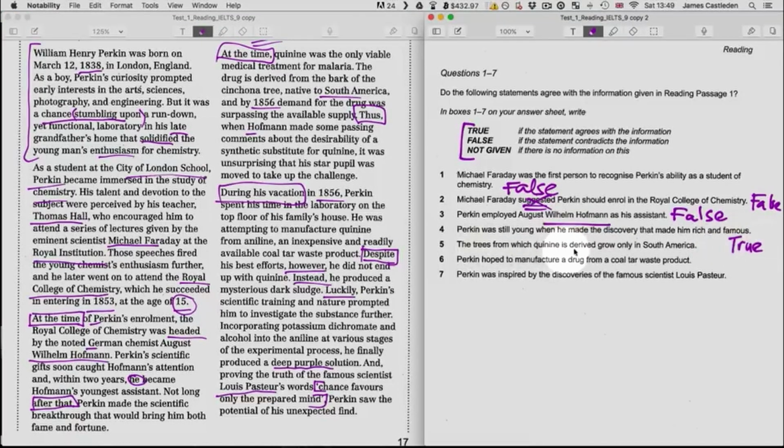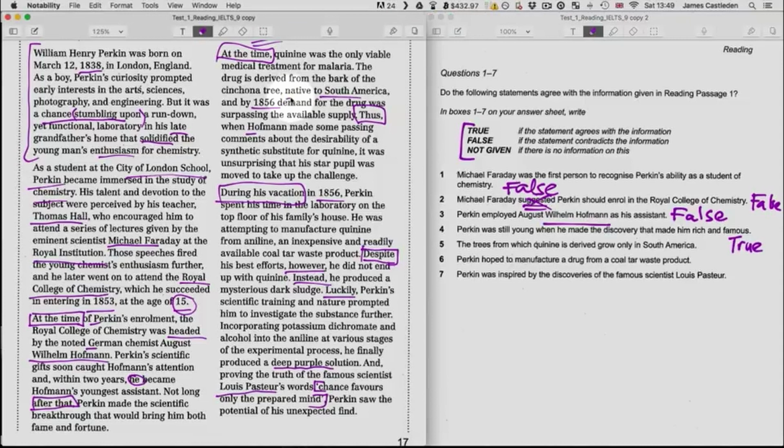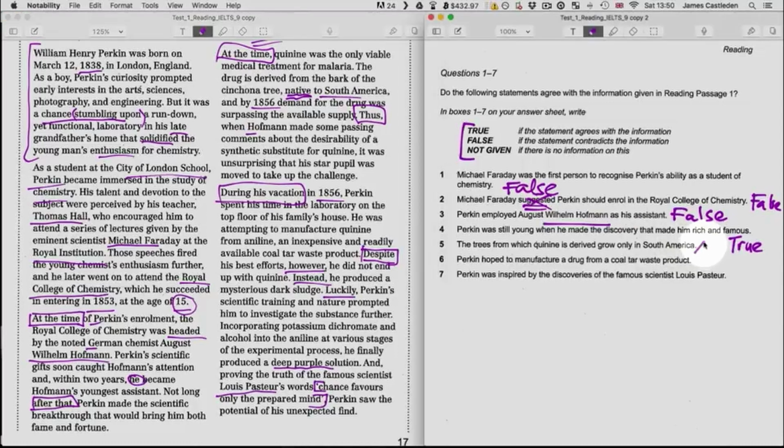The trees from which quinine is derived only grow in South America. Native to South America. Okay, it's native to South America. That does not mean, however, that it is only found there. Nowadays you can pick up the tree and send it over to anywhere. So in this case, we don't know if that's true or false. So this is an example of not given. It may well be true, but we don't want to make guesses unless it's specifically said here in the text.